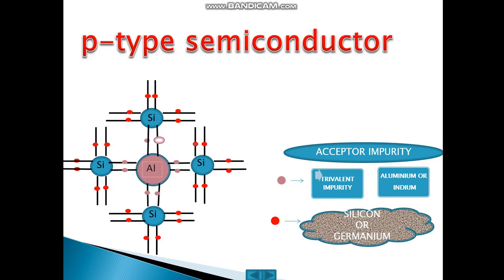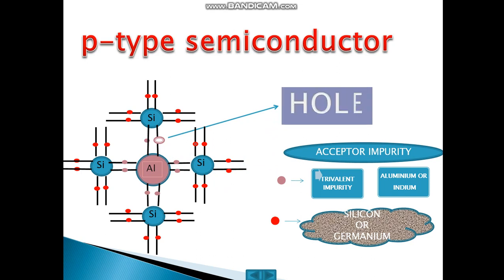Now let us see the p-type semiconductor. Here one of the silicon atoms is replaced by a trivalent impurity, either aluminium or indium. There is one less electron. This absence of an electron is what is known as a hole. That is a positive charge. Conduction is due to these holes which can accept an electron, hence it is known as the acceptor impurity.